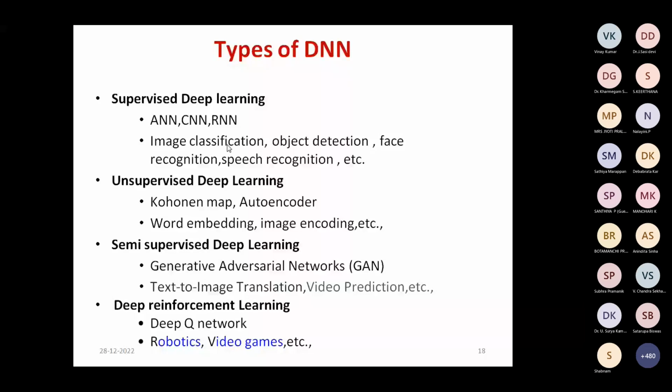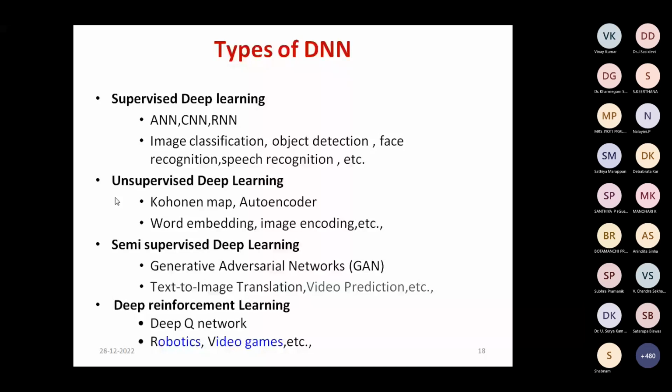For image classification, object detection, face recognition, speech recognition, sentiment analysis, for all these applications, suppose you want to classify an image, detect an object, recognize a face, or do sentiment analysis, you have to design a CNN, RNN or ANN. All these deep neural networks use a completely labeled training data set, which comes under supervised deep learning models.